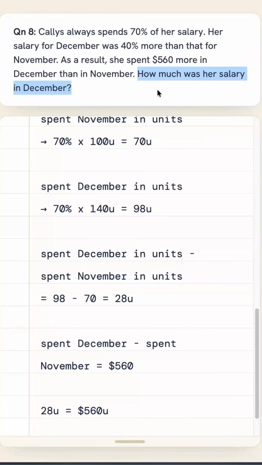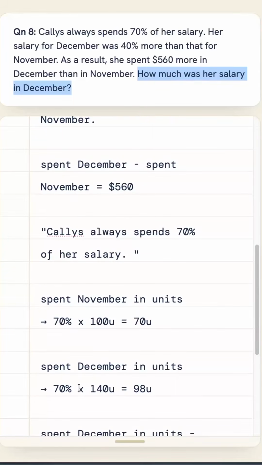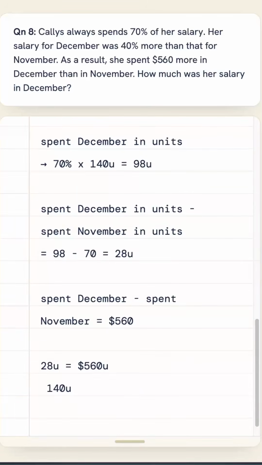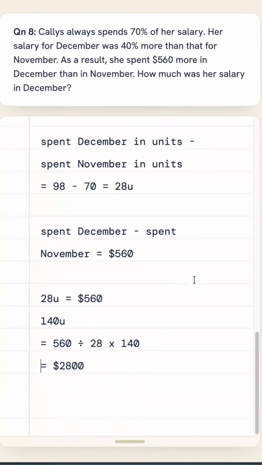So we need to know how much was her salary in December. If we scroll all the way up, her salary in December is 140 units. So that means 140 units is equal to 560 divided by 28 times 140. This will be equal to $2800. So you see over here, there you go. That's the answer.